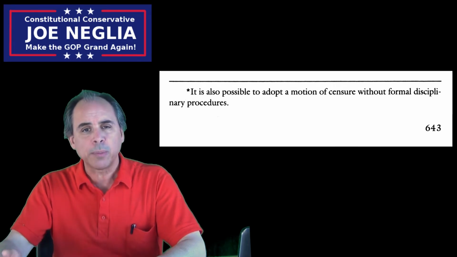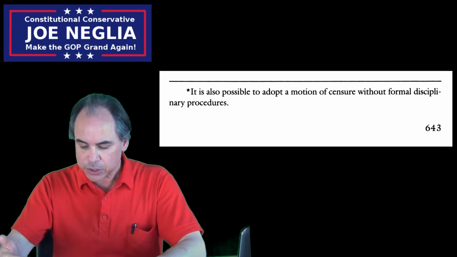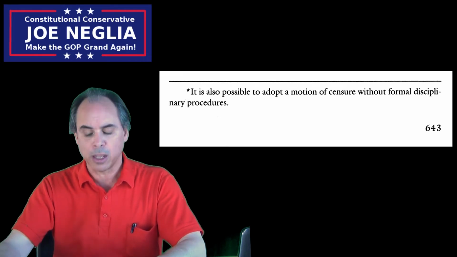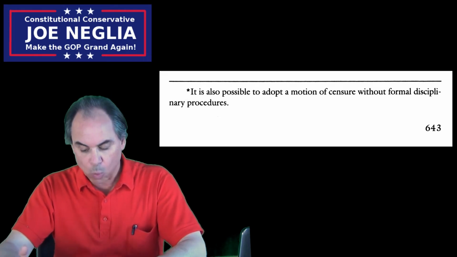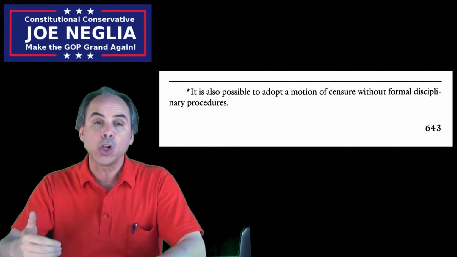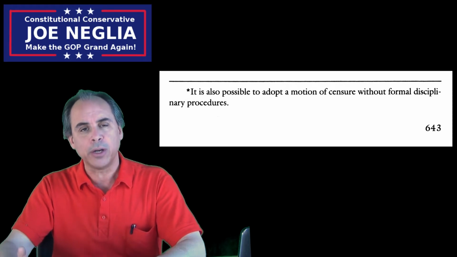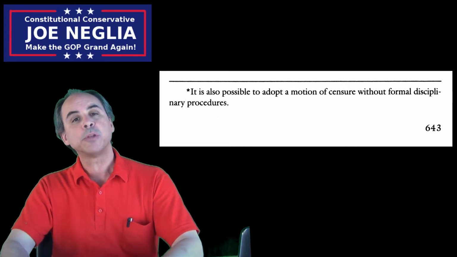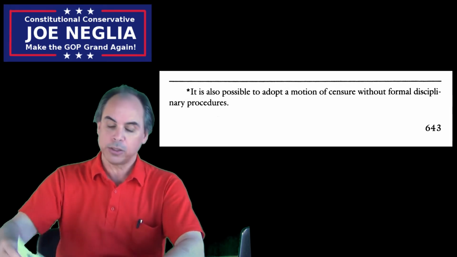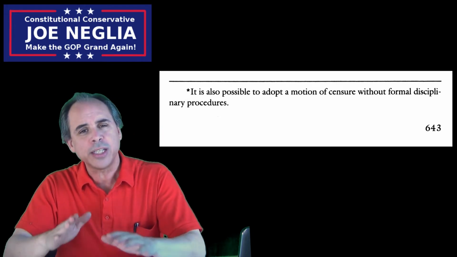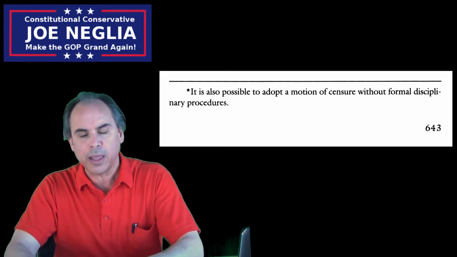That's very clear in Robert's Rules of Order, and it's not just in the chapter on disciplinary procedures, it's throughout the document. Pages 137, 175, 451 all show examples of how to do a censure without any disciplinary procedures. So that was planned for the floor at this mandatory meeting. Now, let's watch and see what happened when they did that.